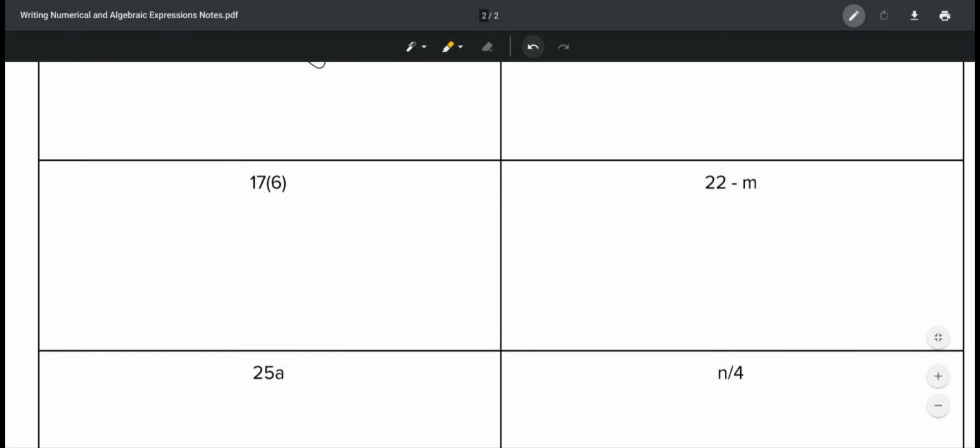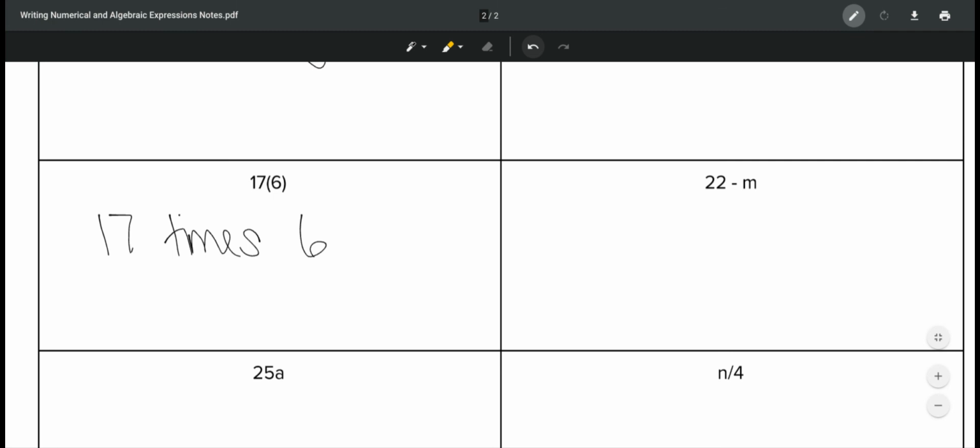Or you can flip to the front and find a different word to use. You could say the product of 17 and 6, 17 multiplied by 6, things like that. I'm going to just say this time 17 times 6. Keep it simple. If you want to write something different, that's okay too. The next one, again, if you read it out loud, you're going to have your answer.